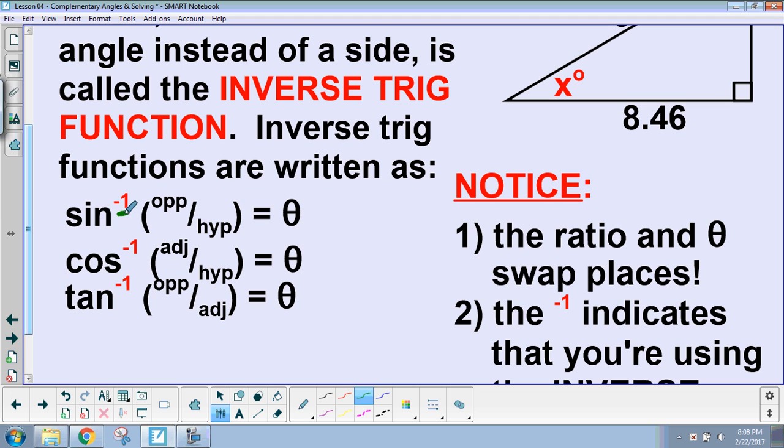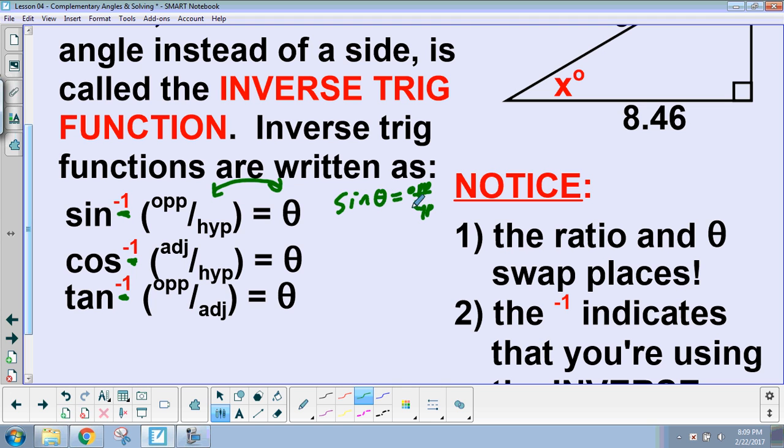And notice it's being multiplied with those ratios. The ratios are still the same. Sine is still opposite over hypotenuse, cosine is still adjacent over hypotenuse, and tangent is still opposite over adjacent. But now it's a matter of these two things switching places from before. Because remember before it was sine theta equaling opposite over hypotenuse. Well, these things, they've switched places now. So we can find the angle, because remember, theta is that angle.